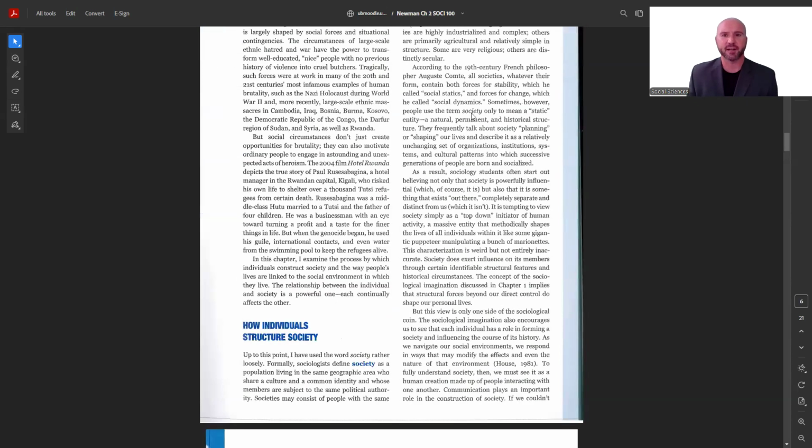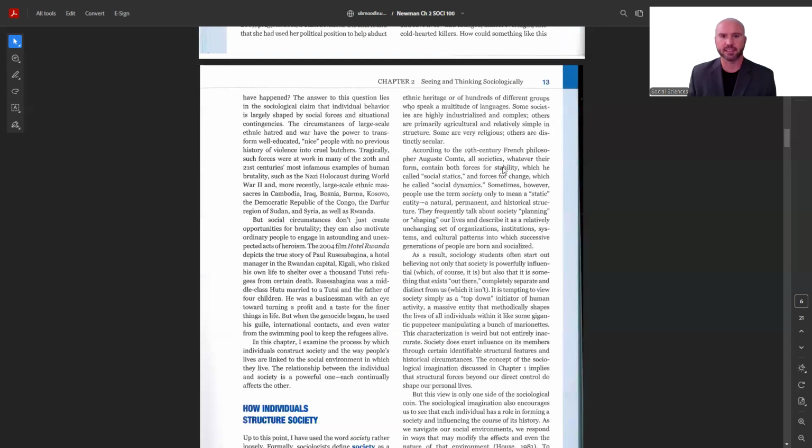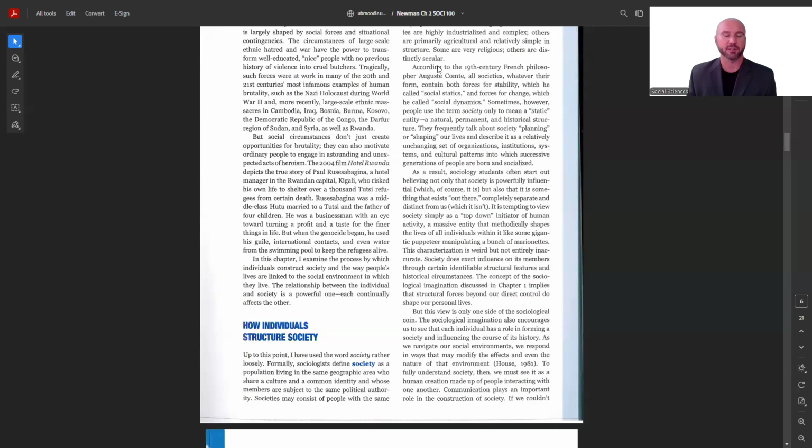One aspect of society that I want to clue you into is up here on page 13 with relation to Auguste Comte, who coined the term sociology. And he studied these things called social statics and social dynamics. So social statics are the patterns of society that are kind of immutable across time and across societies.